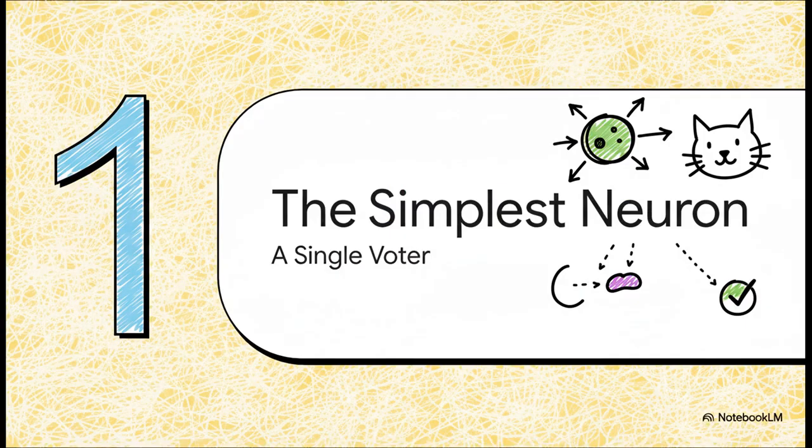Okay, to get our heads around this whole thing, we have to start small. And I mean really small. We need to look at the most basic building block of it all, a single digital neuron. Just for a second, forget all the complex code. Just picture it as one tiny little decision maker, like a single voter.